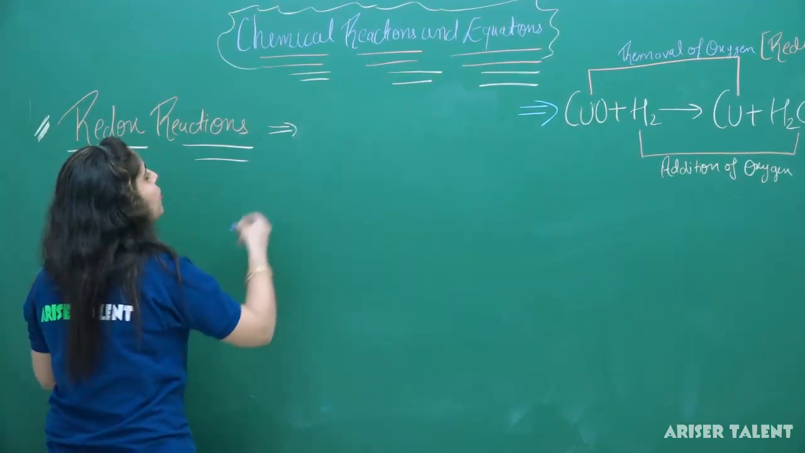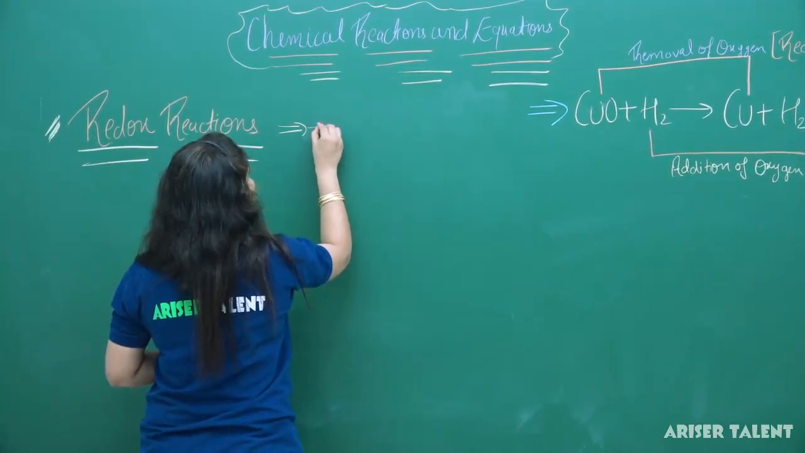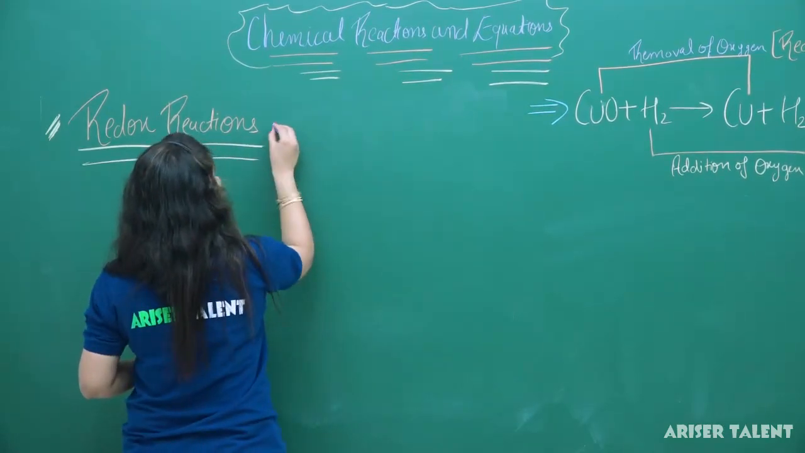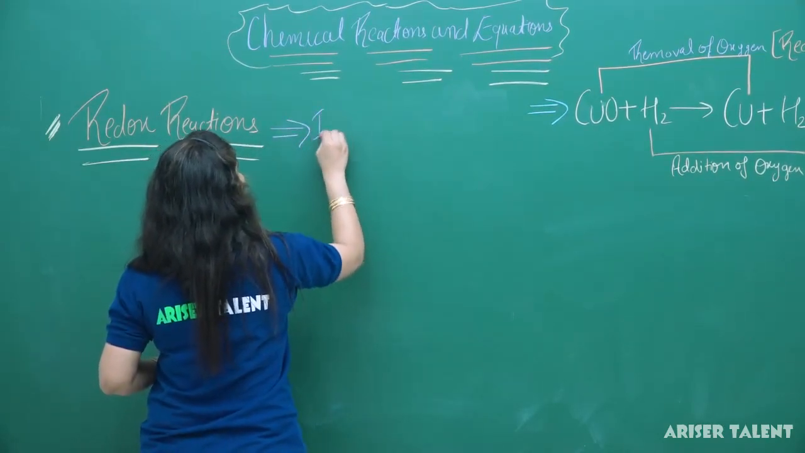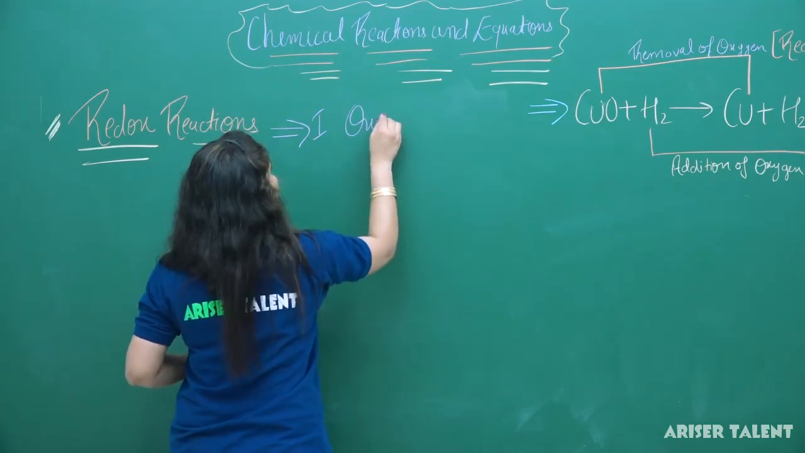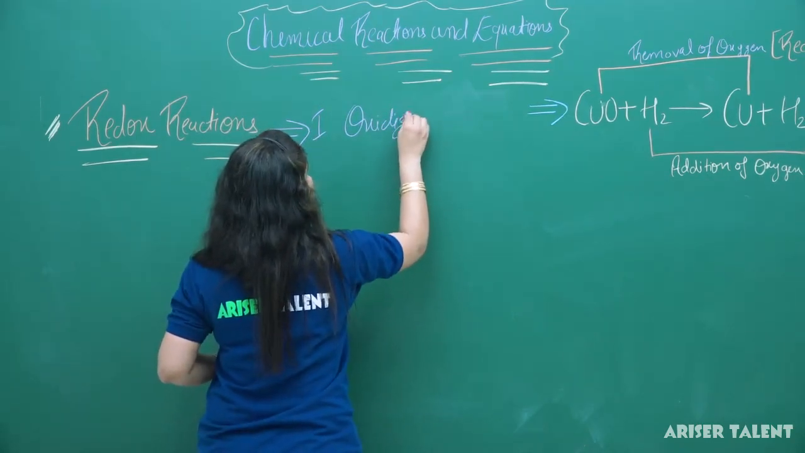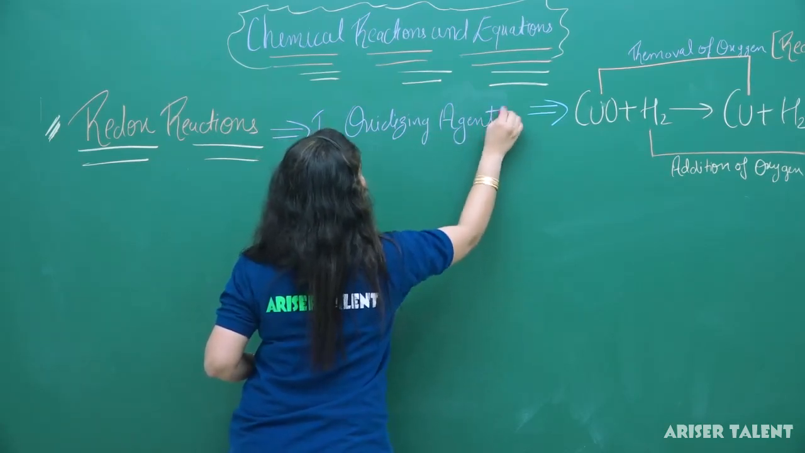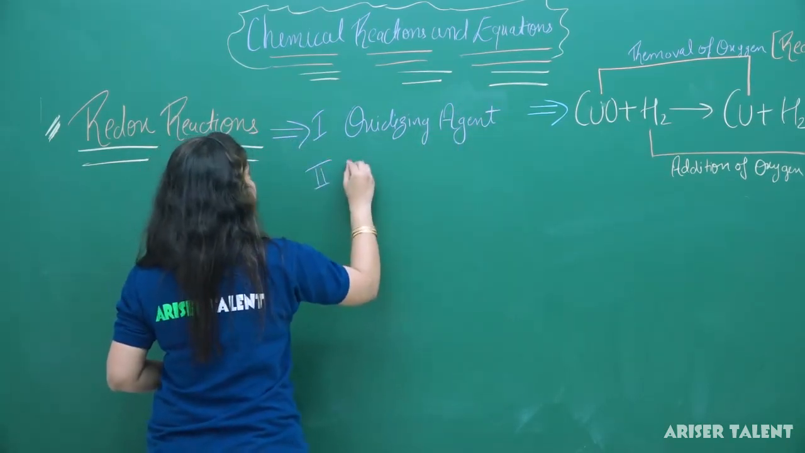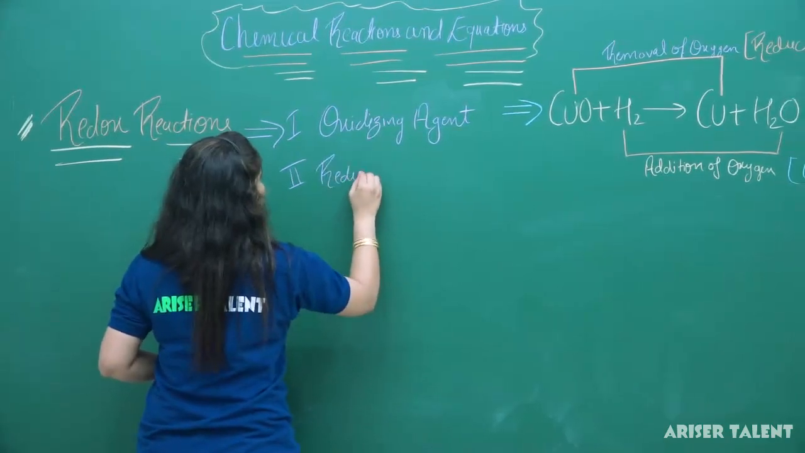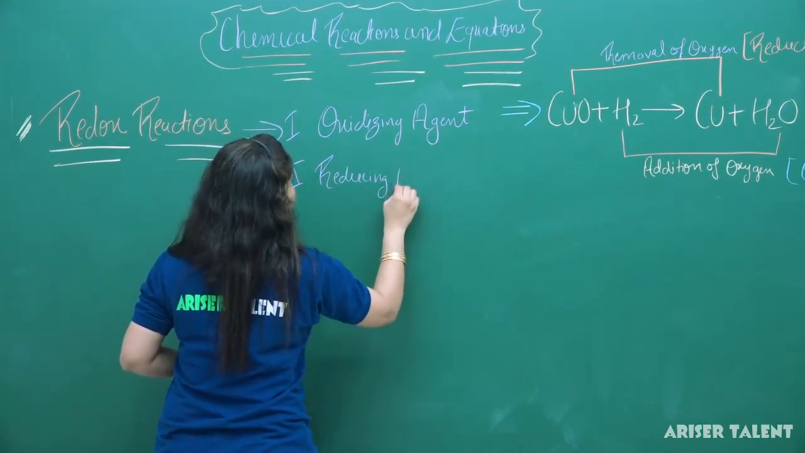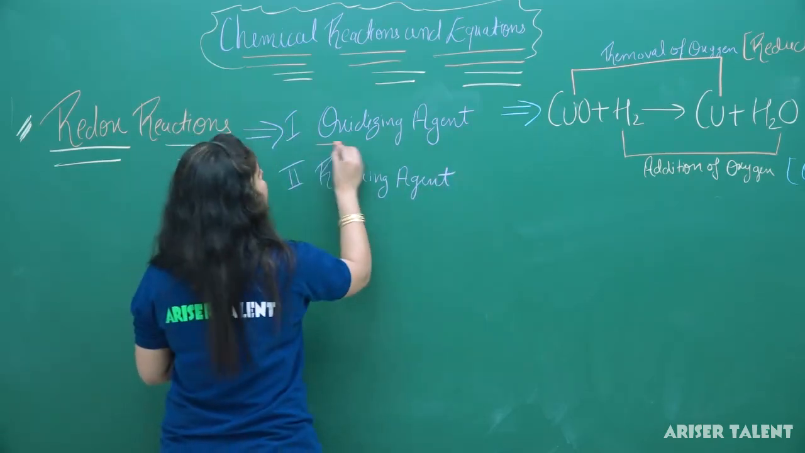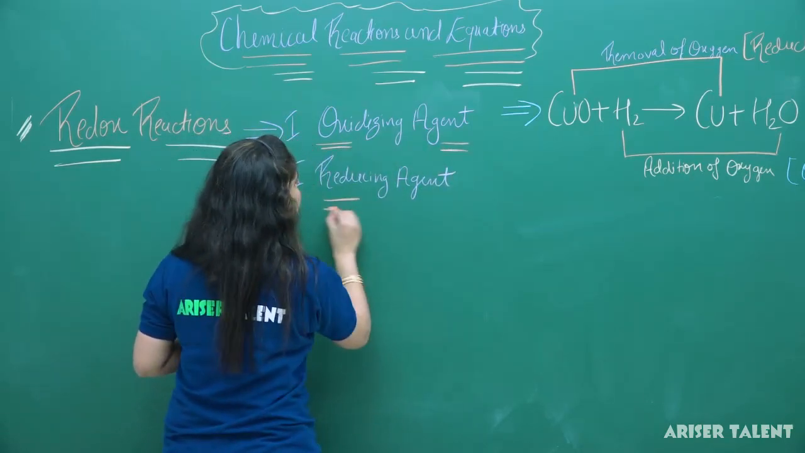So we are with our new two terms. The first term is oxidizing agent, and the second term is reducing agent. Now, what is oxidizing agent and what is reducing agent?